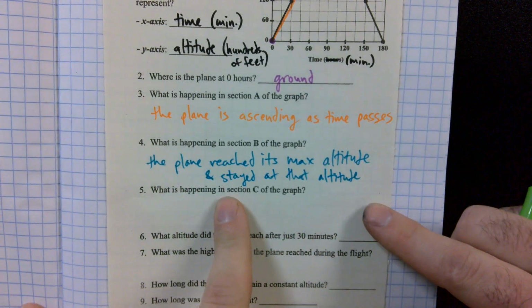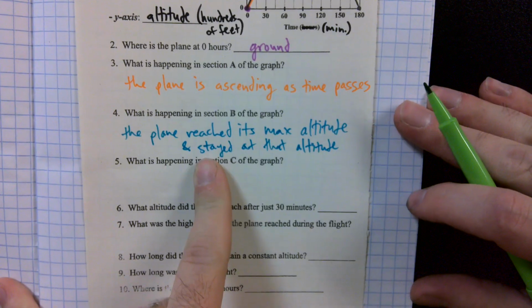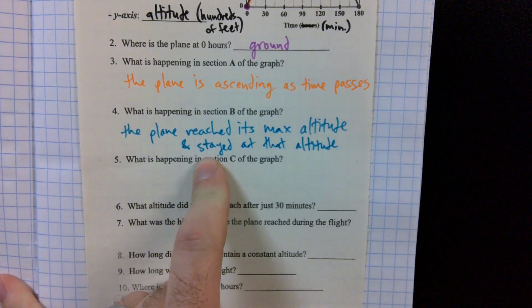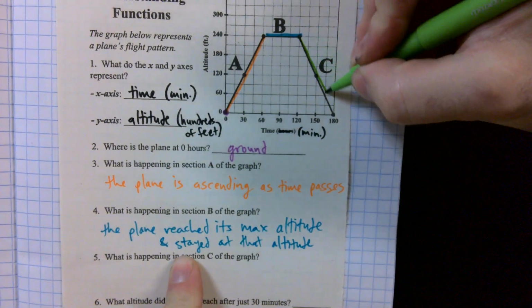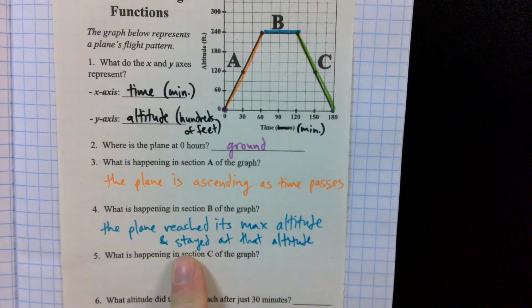All right, everybody got number 4 written down? Wait, in their own words or in mine? I don't really care. Who can tell me with a hand what's happening in section C? Alex, what's happening in section C? The plane is starting to descend. Hold on. Alex, what is happening in section C? The plane is starting to descend to the ground as we make our final stop.